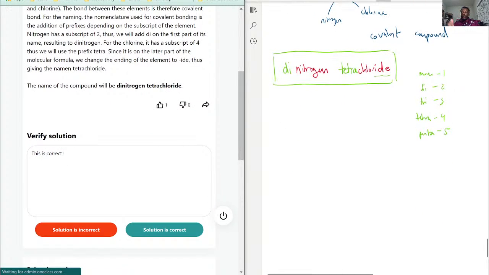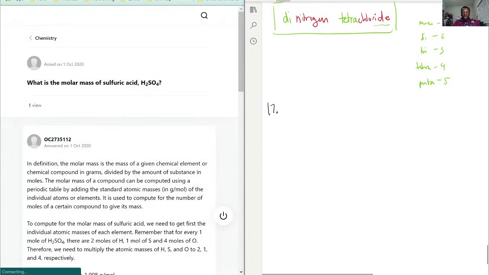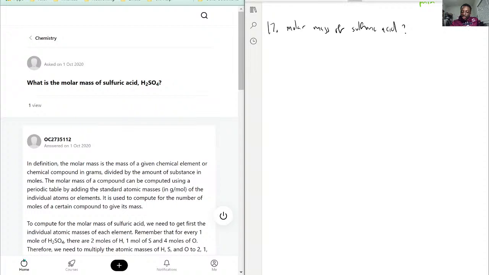And now on to question number 17. We have, what is the molar mass of sulfuric acid? So for this, let's actually briefly pretend that we weren't given the name of it, just so that we can try to navigate what sulfuric acid is. So if we're given the name sulfuric acid, we first have to understand where it's coming from.